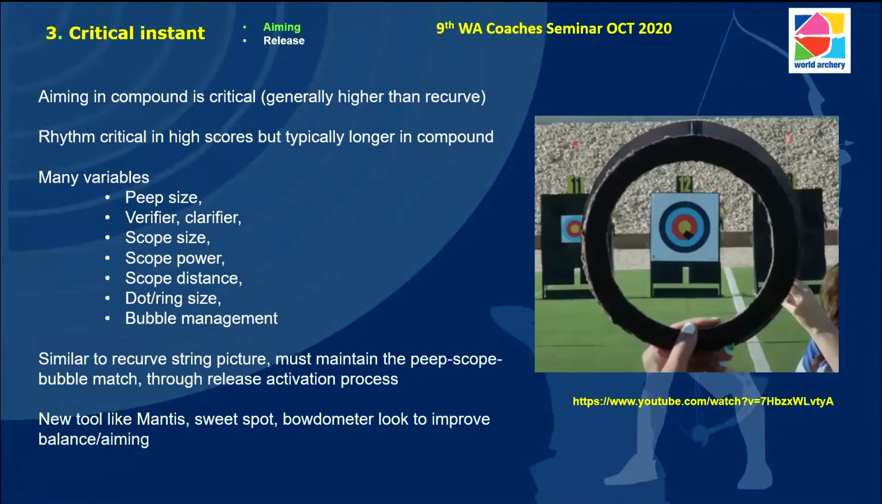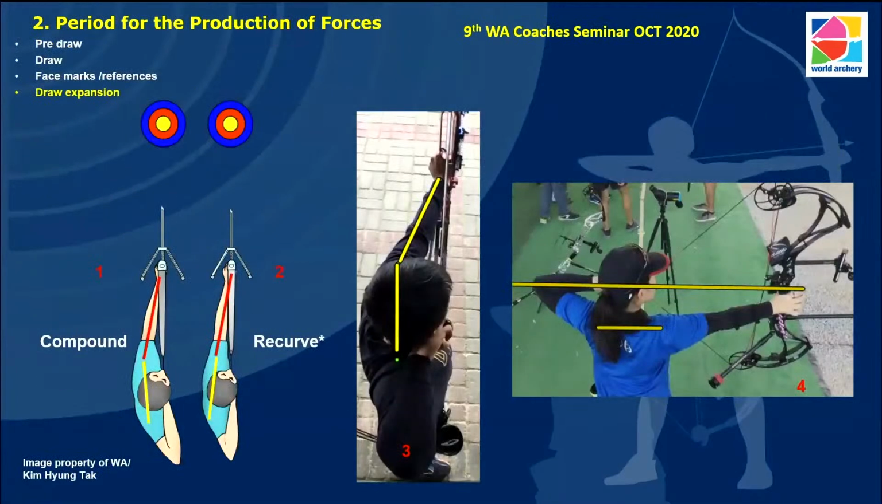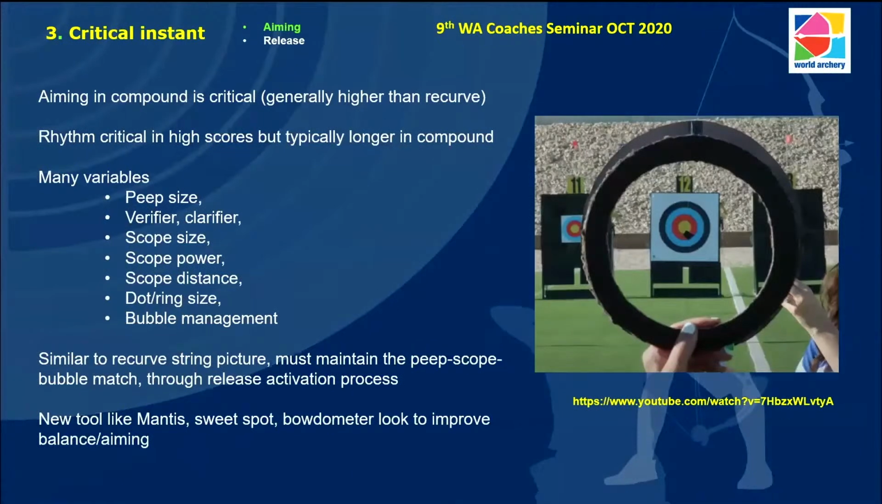Now, I have bypassed how to use your release and activating the release, but I'll discuss that quite soon because that's where we're moving to next. But now I'm looking at that critical instant, so aiming and release, the two positions that are in the critical instant. Really, it's the crux of the critical instant, and that for compound is very important.